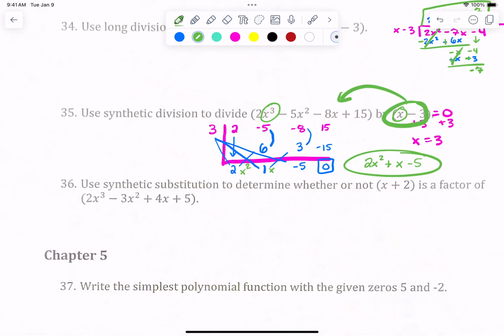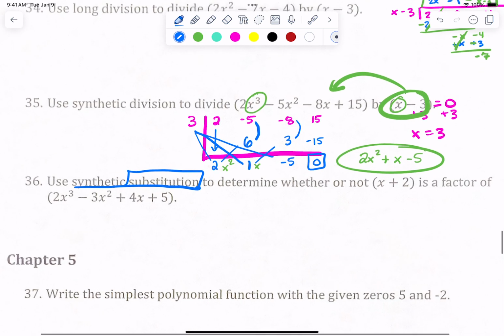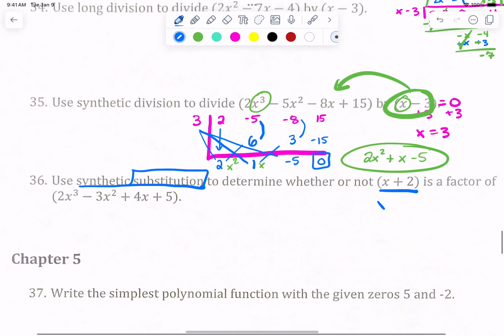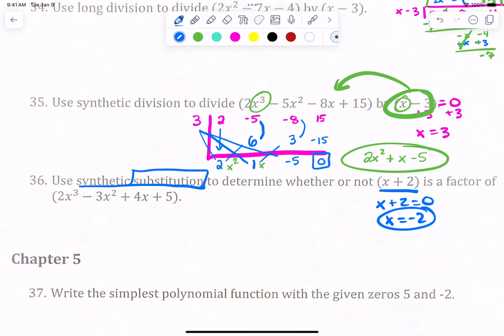All right, this one says use synthetic substitution. Not synthetic division, but synthetic substitution. What does it mean to substitute? Plug a number in. If I'm dividing by x plus 2, x plus 2 equals 0, so x equals -2. I'm going to plug -2 in. How do I know whether he's a factor or not? If it equals 0, which means my remainder would be 0.